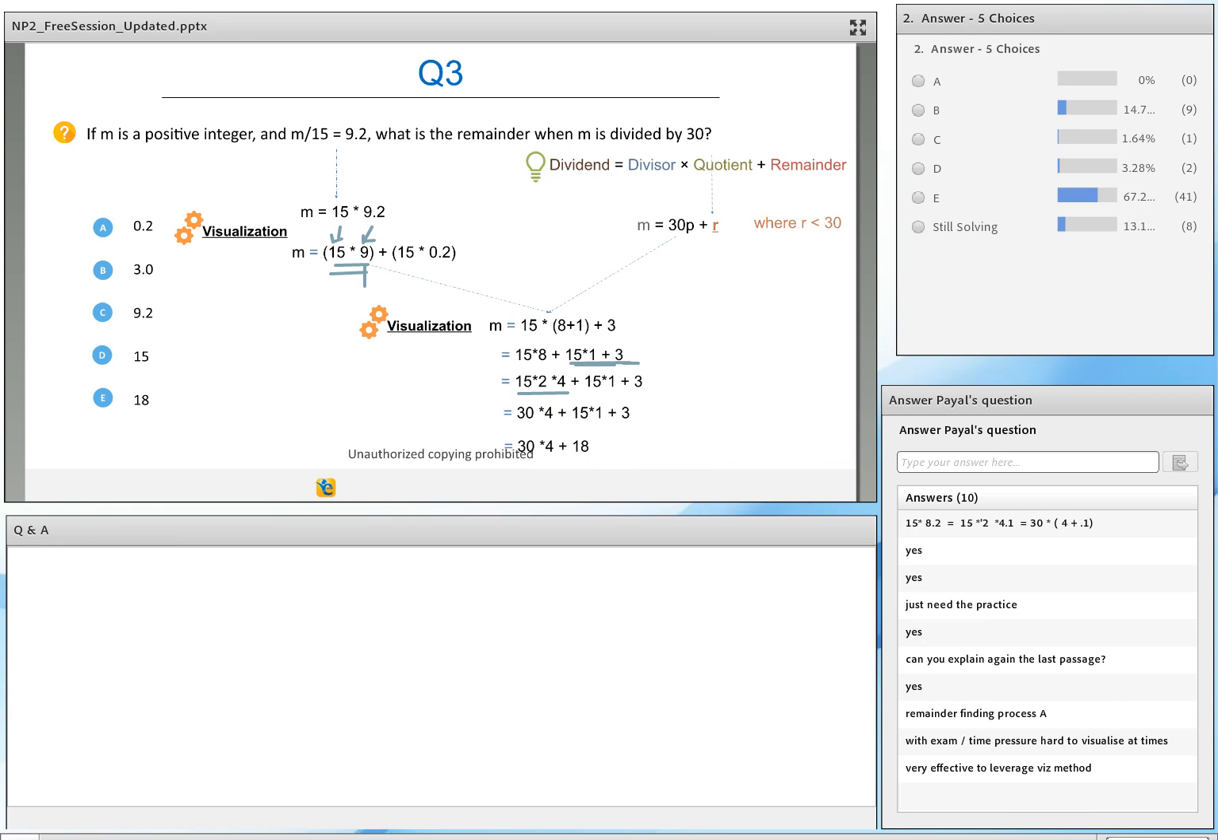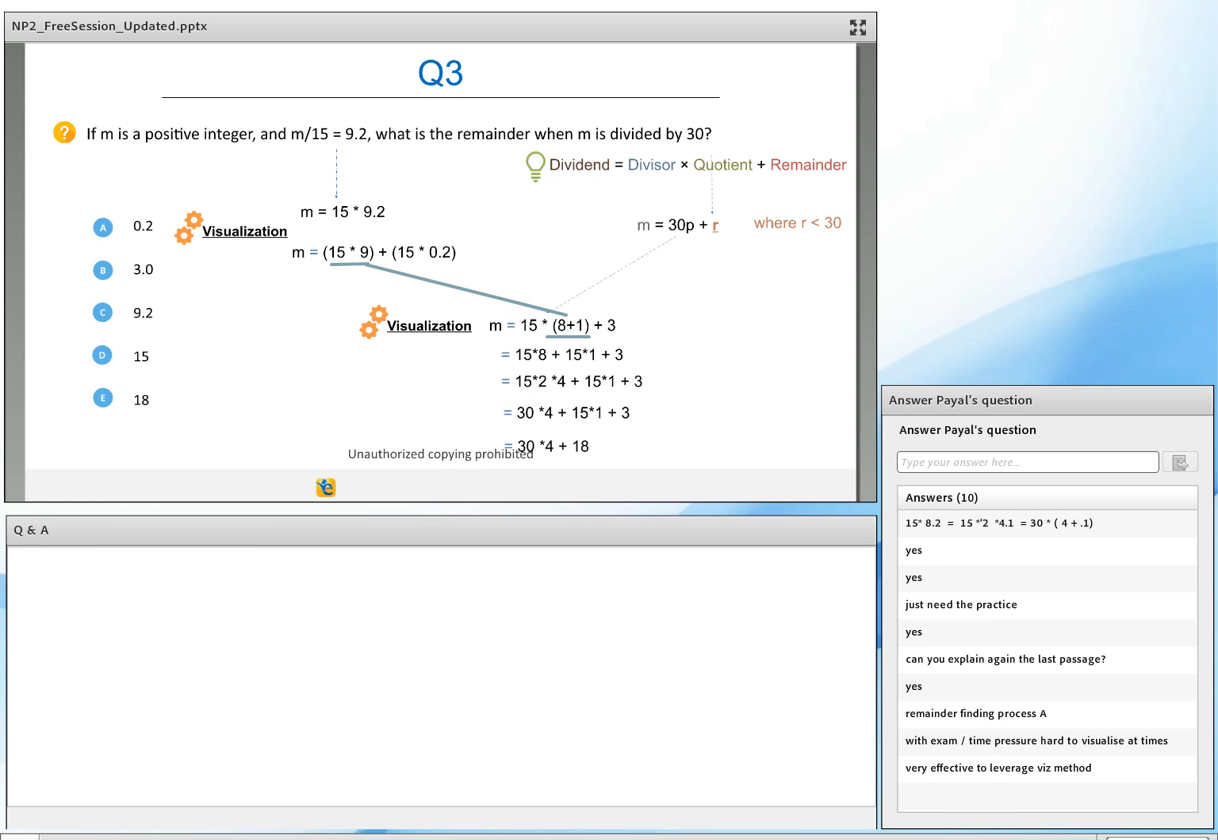So again, nothing major is going on over here, but there is just a little bit more processing that's needed in this step. Just thinking about it, that 9 needs to be split into 8 plus 1, because I really cannot extract multiples of 30 from just the numbers 15 and 9. I need to do a little bit more processing to get there. Okay? Is this point clear, yes or no?